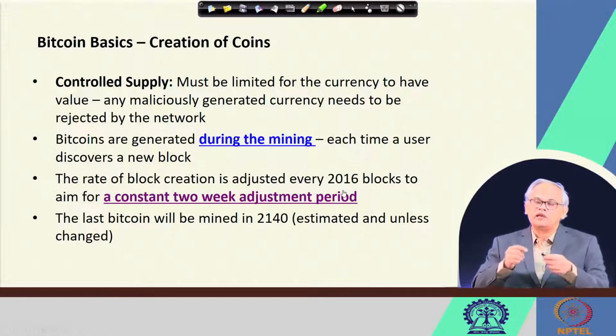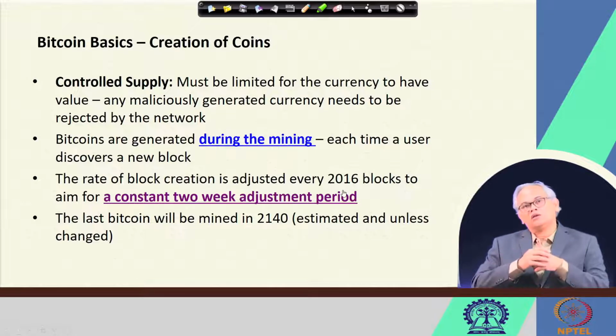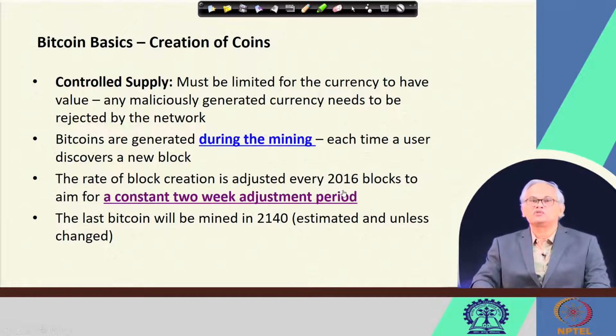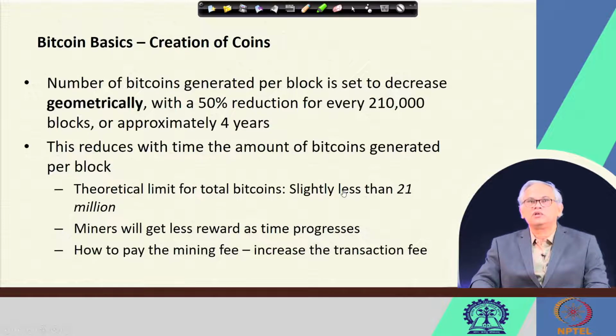Today, if any miner generates a new block, the miner gets only 6.25 bitcoins, and it will again be reduced further every 4 years or so. It is reduced, as we will see very soon, and then the last bitcoin will be mined, estimated in 2140, unless this particular policy is changed.